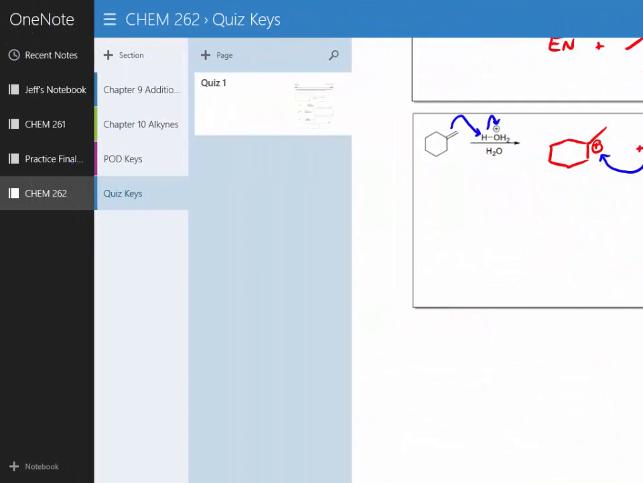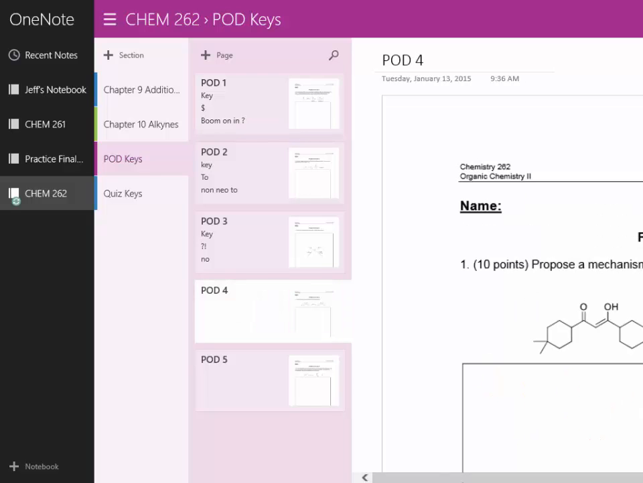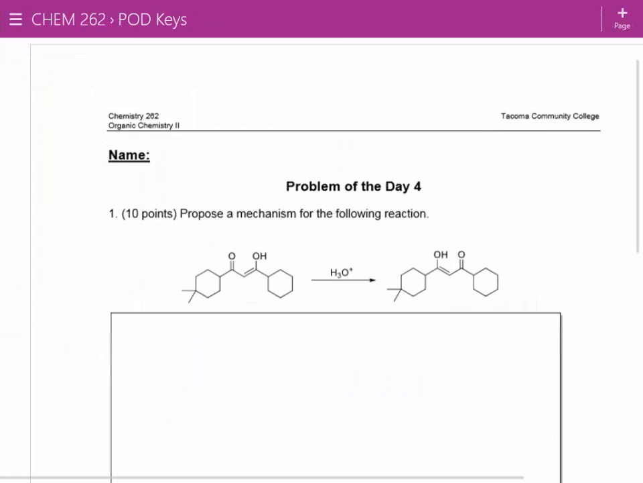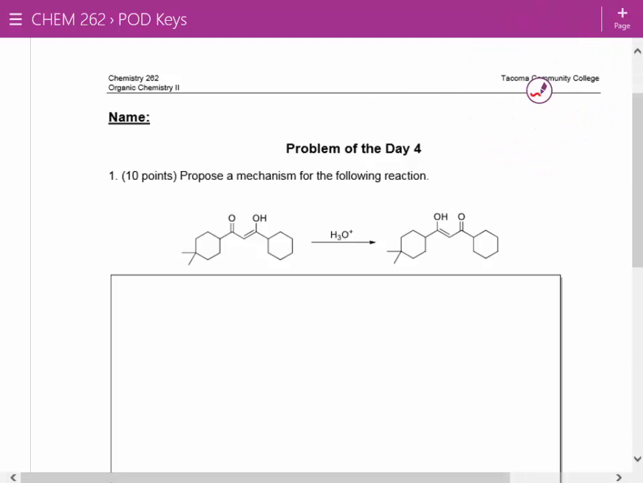All right, so for the problem of the day, I wanted you guys to brush up a little on your arrow pushing. This one is a pretty unique reaction. It was actually out of the challenge section of your textbook, and it's relevant to what we're going to be talking about today.